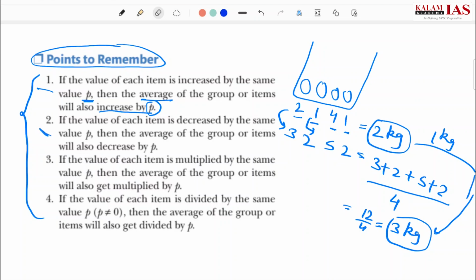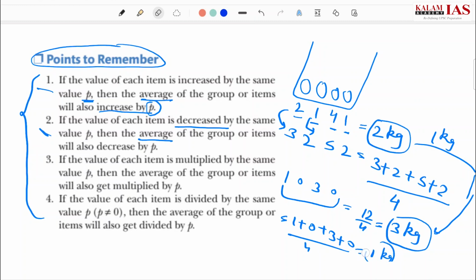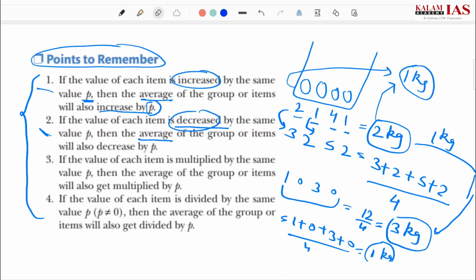Coming to the second point, if the value is decreased by the same value P, then the average of the group also decreases by P. It is the same: if we reduce the weight of each ball by 1 kg, the new weights will be 1 kg, 0 kg, 3 kg and 0 kg. Average of this new group will be 1 plus 0 plus 3 plus 0 by 4, that is 1 kg. As you can see, it reduces by 1 kg as the weight of each ball was reduced by 1 kg. So if we increase or decrease the value by the same value, then the average increases or decreases by the same value.